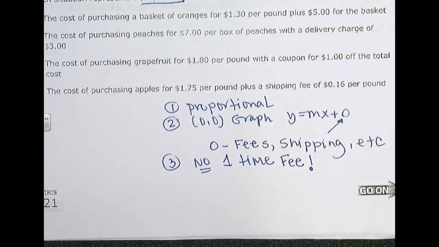Number 2, what do I know? Well, I know 0, 0 is on the graph, and I know it's y equals mx plus 0 because there is no b. I know that 0 means there's no fees, there's no shipping, there's none of that stuff. There is no one-time anything. If I bought 1, it costs $5. If I bought 2, it costs $10. There's no extra stuff. So pay attention to what you're looking at.